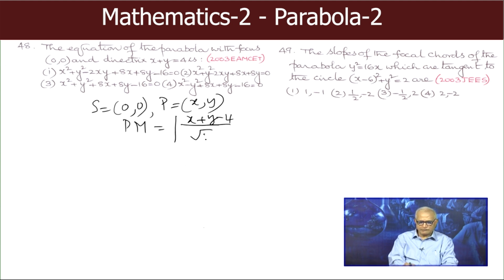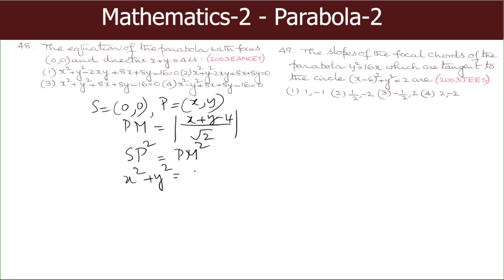by root 2. So, SP equal to E times PM, but E is 1 here, or SP square equal to PM square. So, x square plus y square equal to x plus y minus 4 whole square by 2, or 2 can be cancelled here, you can write 2 here.